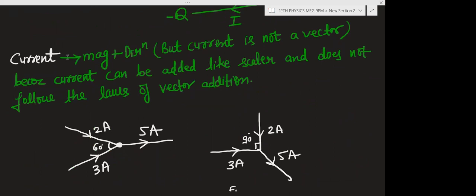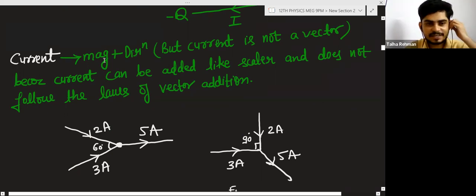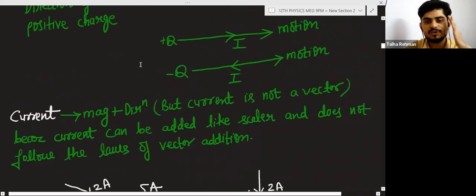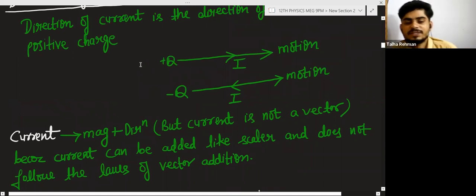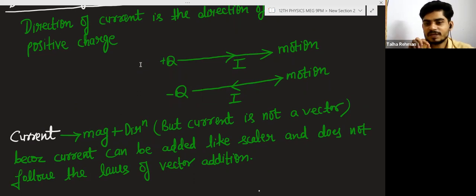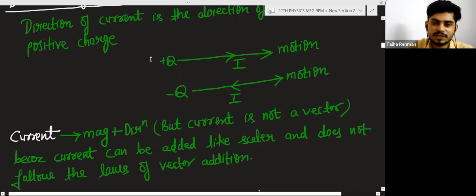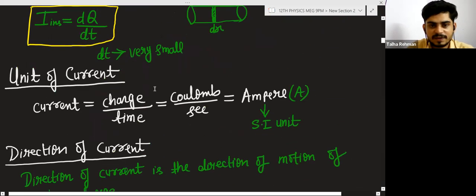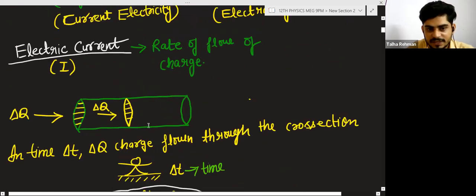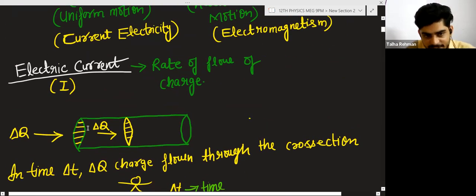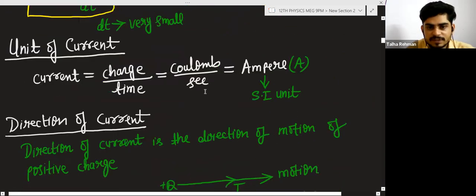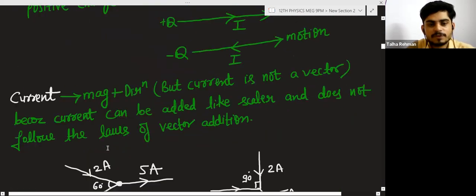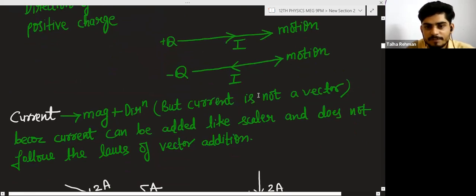Okay. Current has magnitude also. Like you can say 2 ampere current, 3 ampere current, and current has direction also. Means current is flowing in this direction, or current is flowing in this direction. Like here the current can flow in this direction, and in this direction also the current can flow. So current has magnitude and direction, but current is not a vector quantity.